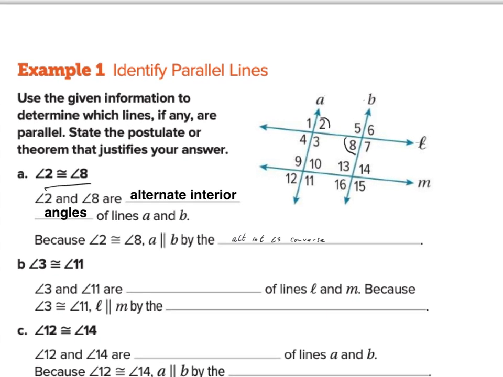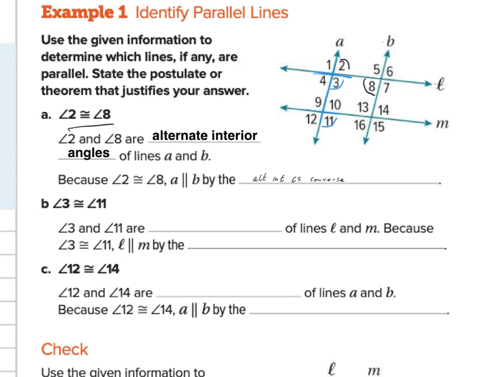Here on angle 3 and 11, if you notice, angle 3 and angle 11 are actually in corresponding locations because the two lines, line L and line M, would be cut by transversal A. So 3 and 11 are in corresponding locations. They are corresponding angles of lines L and M, and because they are the same, L and M are then parallel by the corresponding angles converse.